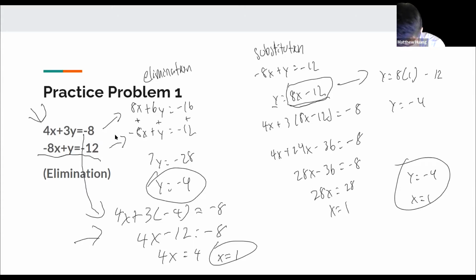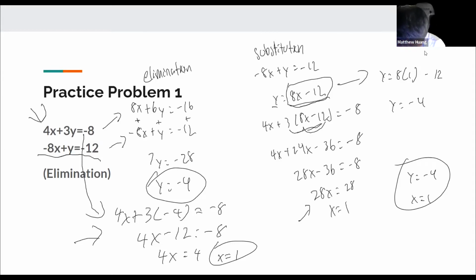So 4x plus 3 times (8x minus 12), right? So we replaced y with that. It's just equal to negative 8. The right side doesn't change, but on the left side, we distribute the 3 into the parentheses right here. Then we end up with 4x plus 24x minus 36 is equal to negative 8. We simplify that and end up with 28x minus 36 is equal to negative 8. Then we can add 36 to both sides to isolate the variable, and we end up with 28x is equal to 28. From that, we can clearly see that x is equal to 1.